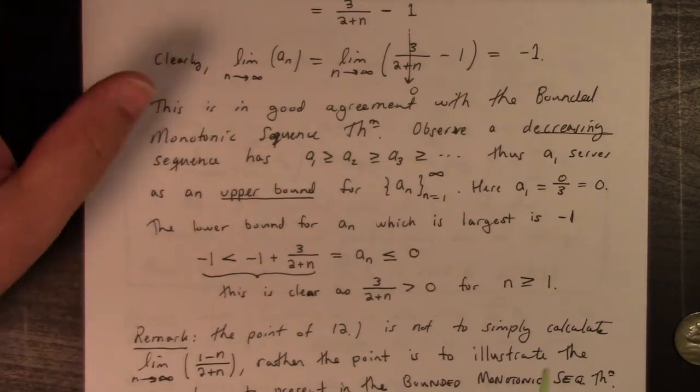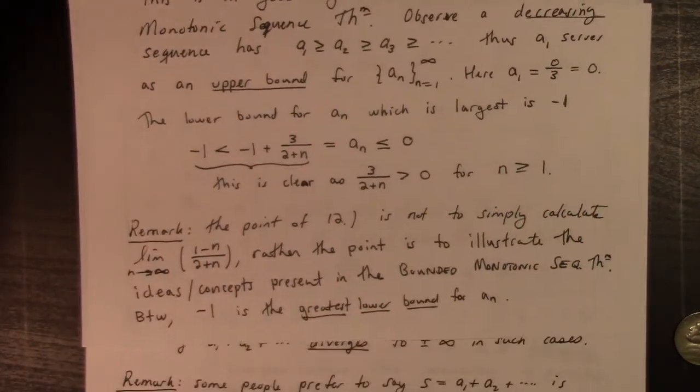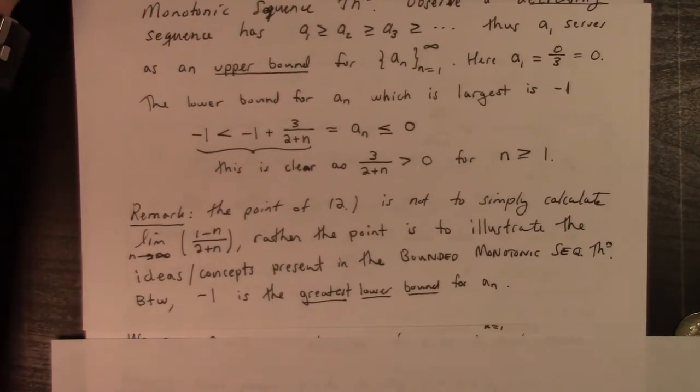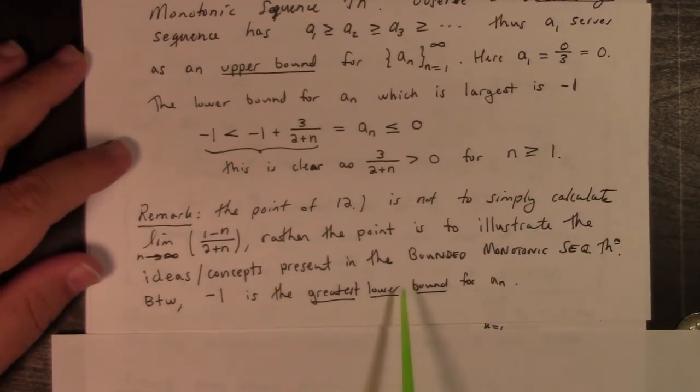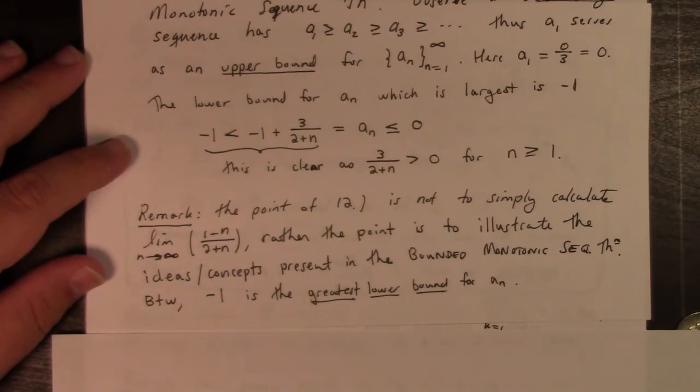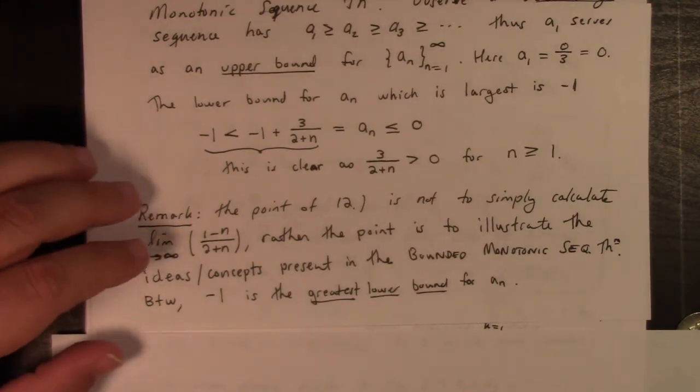So the point of example 12 is not simply to calculate the limit as n goes to infinity of (1 minus n) over (2 plus n). Rather, the point is to illustrate the ideas and concepts present in the bounded monotonic sequence theorem. By the way, as I just mentioned, minus 1 is the greatest lower bound for a sub n. So I hope this gets you started.